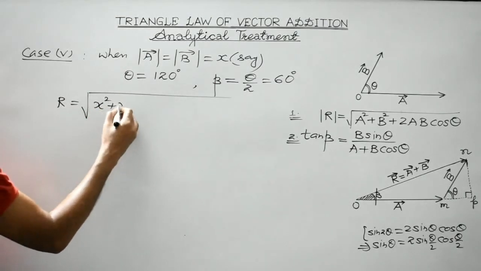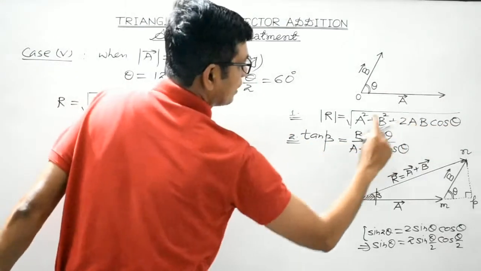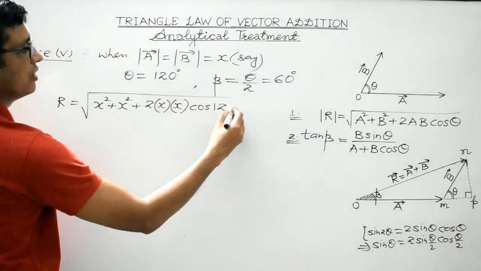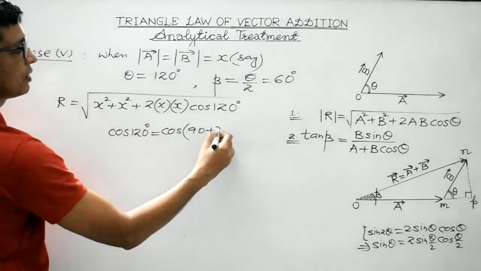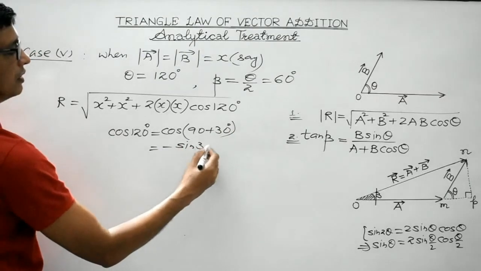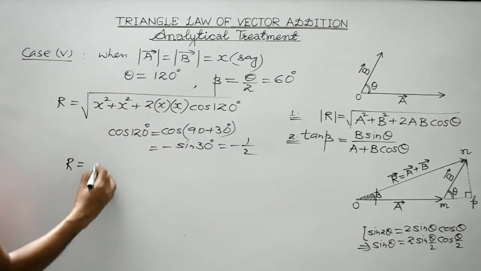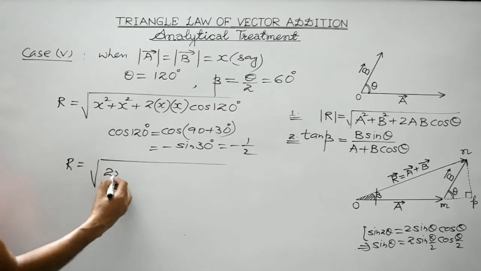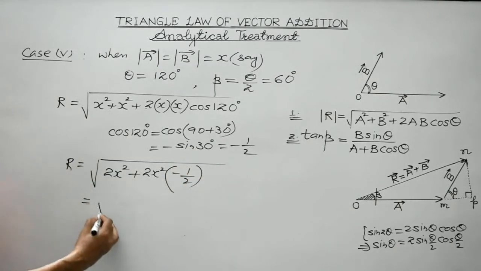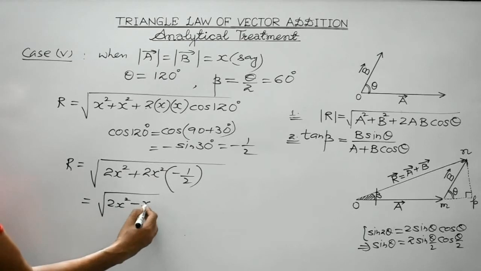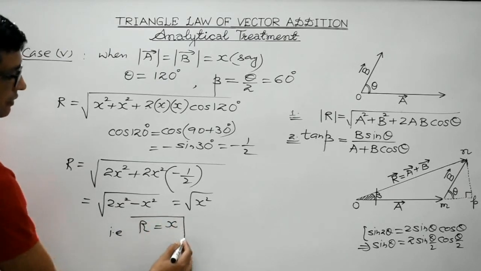So let's solve it. X square plus twice x and over here cos theta, which is the angle between a and b, which in this special case is 120 degrees. Now students, look. Cos 120 degree is equal to cos 90 plus 30. It is equal to minus sin 30. And it is equal to minus half. Clear? So let's substitute the value. So resultant would be given by square root of x square plus x square, 2x square plus 2x square. Cos 120 is minus half. So it would be 2x square minus x square, that is square root of x square. That is, resultant is equal to x.